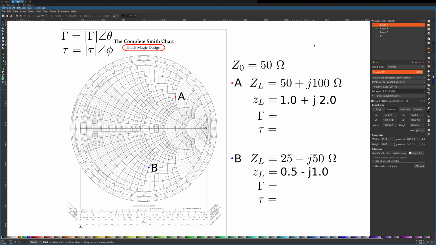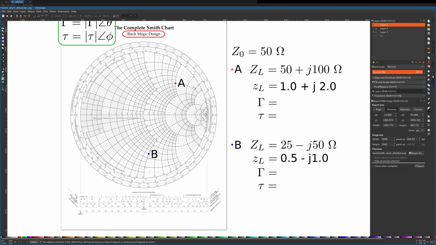Hello again. Using the same points A and B, this time we look at how to find their reflection coefficient and transmission coefficient. As you know, both of them are complex numbers and can be represented in terms of a magnitude and an angle. And the Smith chart gives you the tools to do both of that. Let's start with point A.